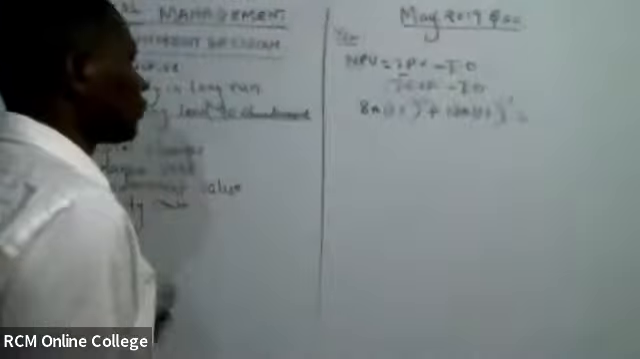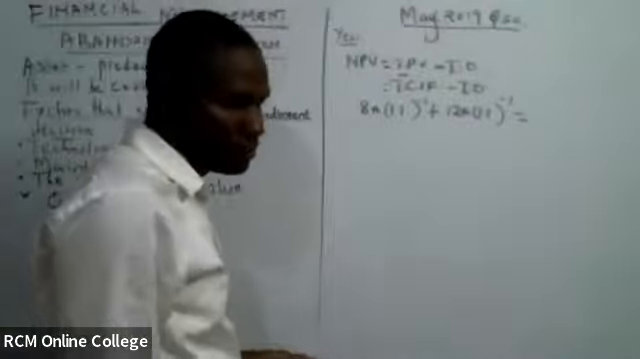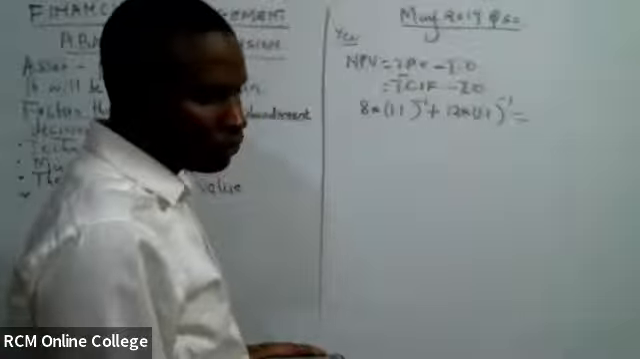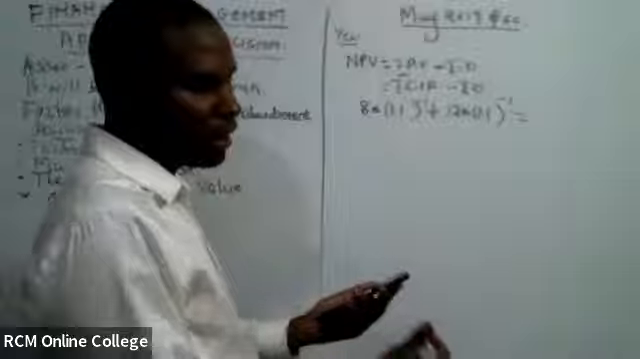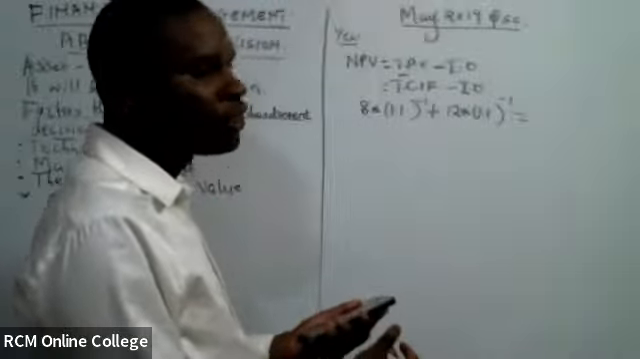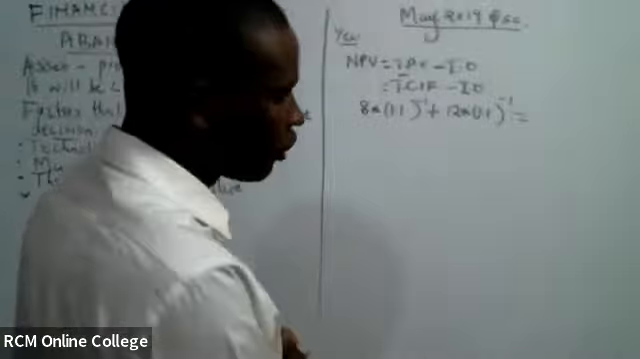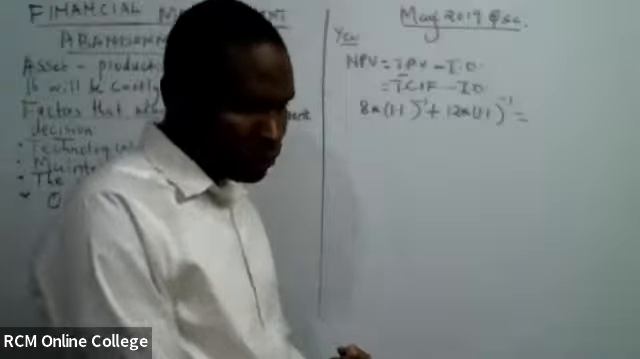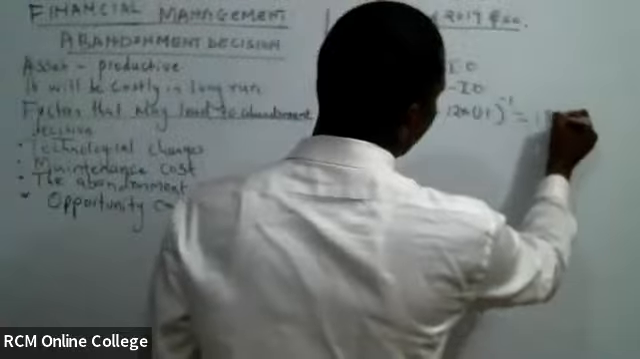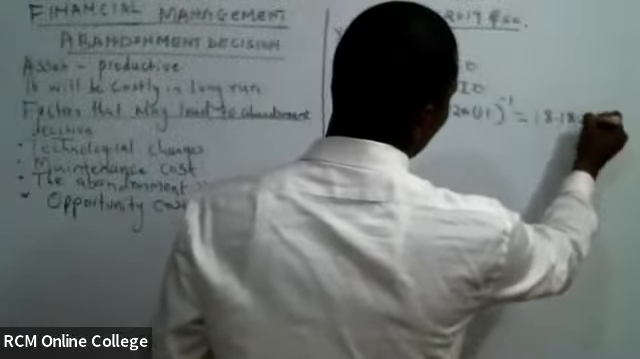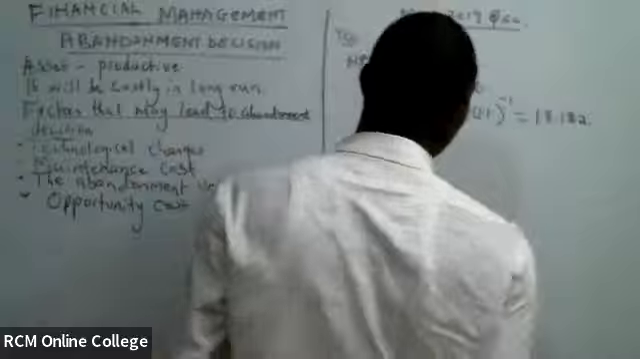Obsolescence. Yeah. Nipatie hii. Cost of capital is 10. So how much shall we get as the total inflows? Total cash inflows. Nipate hii faster. 18.182. So 18.182. That is very good.